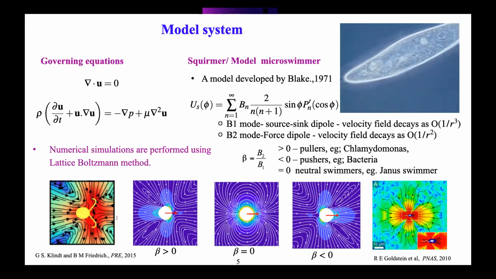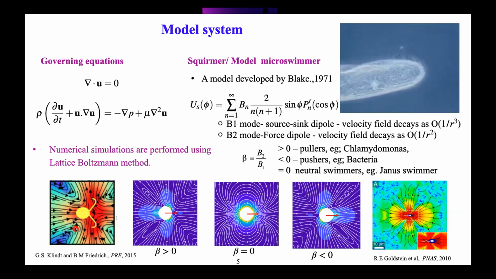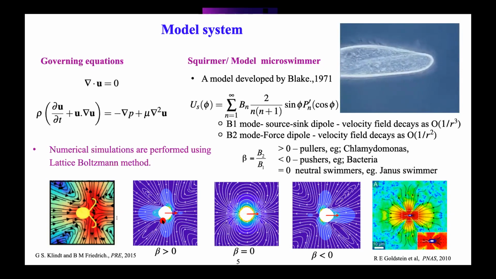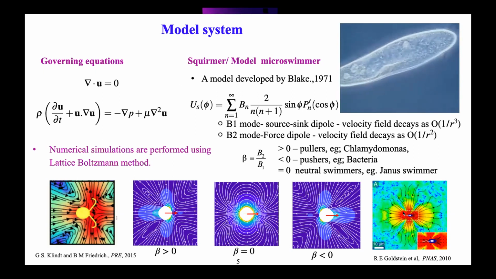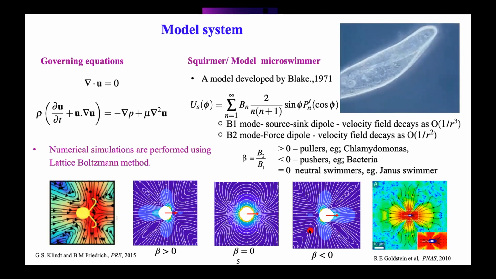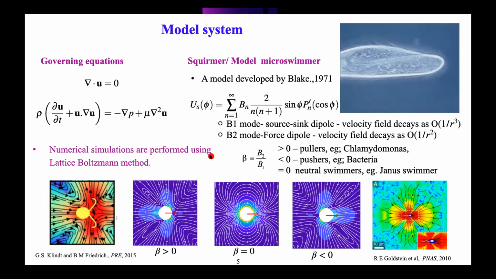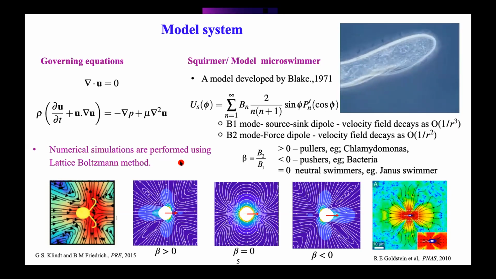So if we compare this with the flow fields of actual organisms, for example, here I've shown the flow field of a Chlamydomonas. This is from experiment. If we compare this flow field with that of a puller swimmer, we can see that the direction of fluid motion is the same in these two cases. Similarly, this flow field of an E. coli bacteria, which is shown here in the right-hand side picture, is similar to what we get from simulations for a pusher swimmer. So this shows that a squirmer model is a reasonably good model for these types of organisms. And we perform numerical simulations using the Lattice-Boltzmann method.